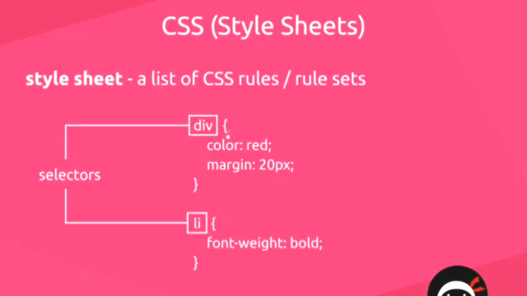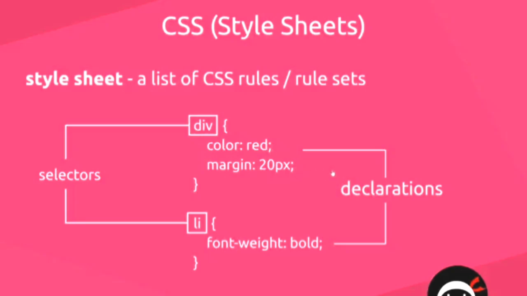Then we have these curly braces, which kind of look like a code block. And inside there, we have what's known as the declarations. And the declarations is just a list of key value pairs or property and value pairs. So we have a property name, which could be the color, and that's set to red. That would make the text of anything inside this div red. Then we have a margin property, which is set to 20 pixels, giving it a margin around the whole element of 20 pixels. And then at the end of each declaration right here, we have a semicolon.